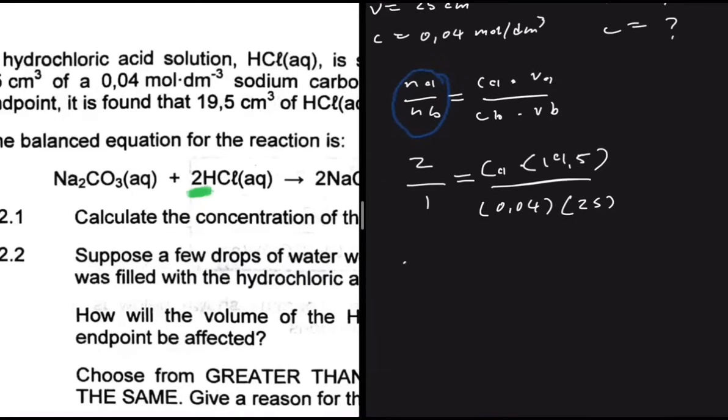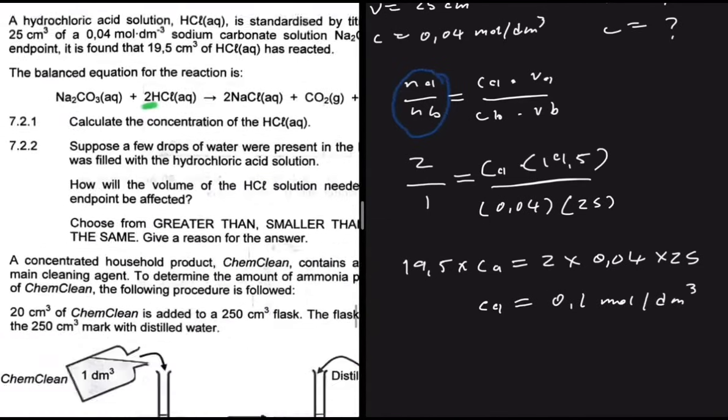If we cross multiply, we're going to get 19.5 multiplied by the concentration of the acid being equal to 2 multiplied by 0.04 multiplied by 25. Then if we divide both sides by 19.5, the concentration of our acid is going to be 0.1 moles per decimeter cube. That is 7.2.1.